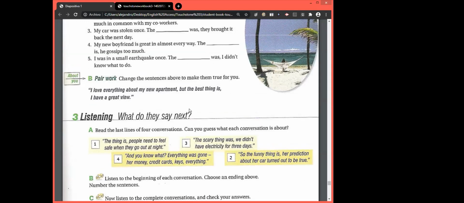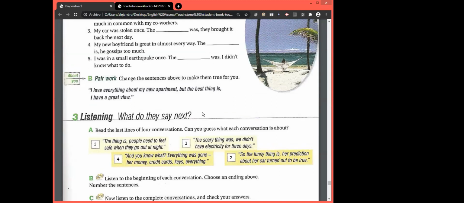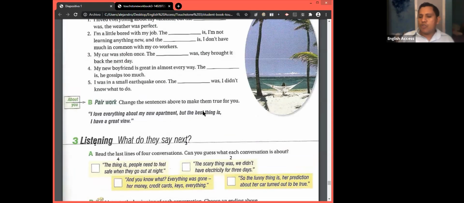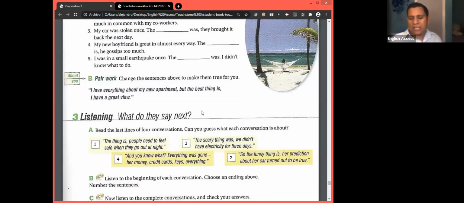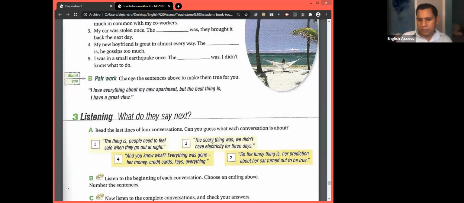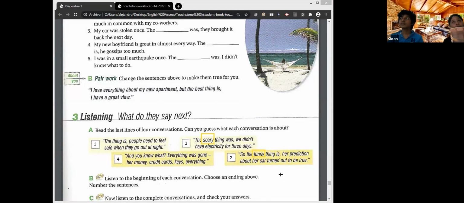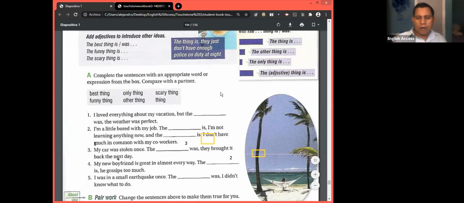About using "the thing is" to introduce ideas. Okay, exactly. It was telling news, right? Yes. Exactly. The thing is. And can you use an adjective before the expression "the thing"? Yes, right? For example, "the scary thing is", "the funny thing is". Exactly. Very good.